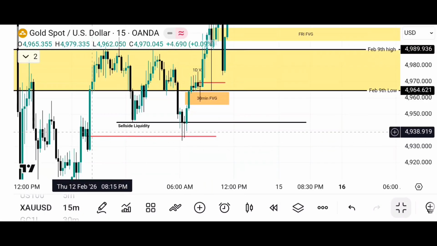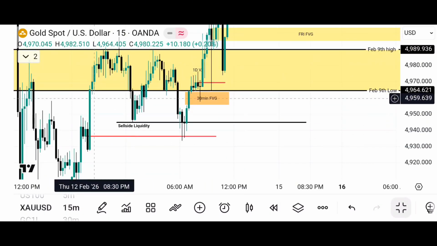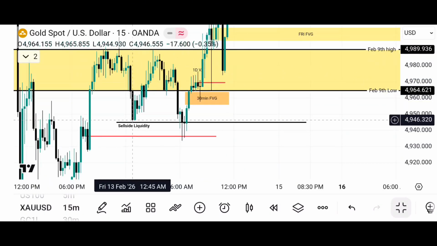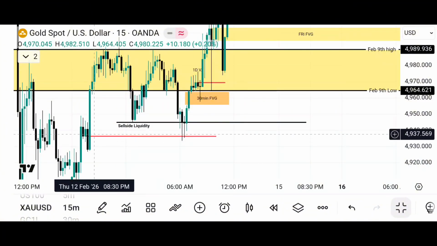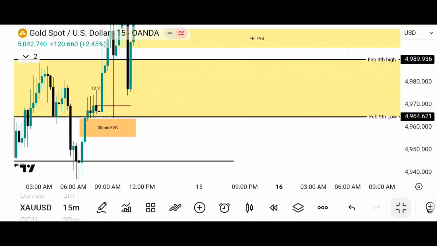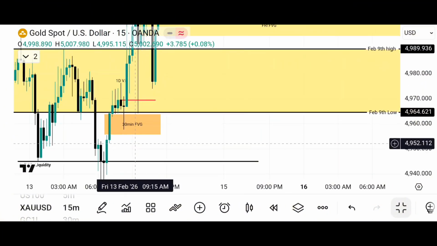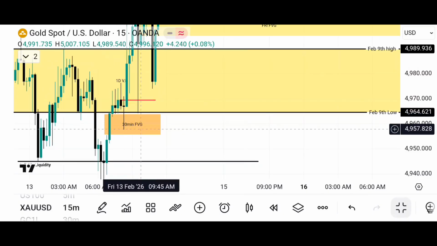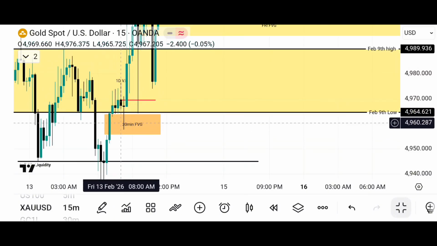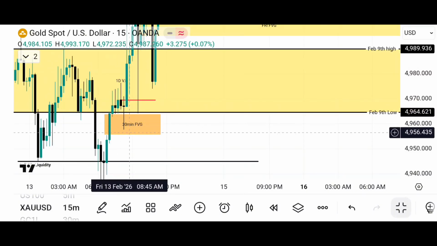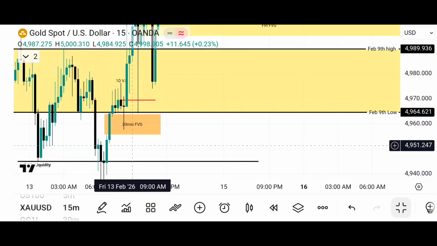This is how this other block looks. So this down close candle followed by up close candle. Price trading down, taking out the sell side, dropping into this other block, rallying up. This was the fair value gap created on the 30 minutes. This is the 30 minutes fair value gap, and this is the 15-minute time frame.